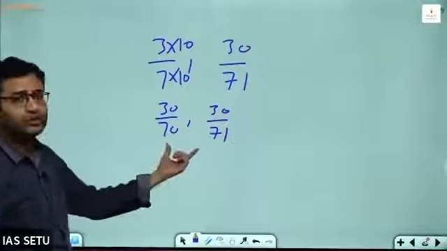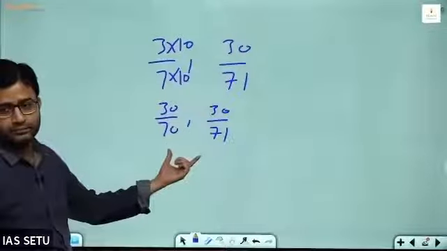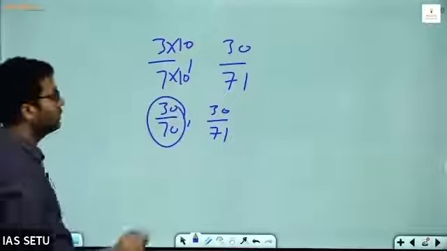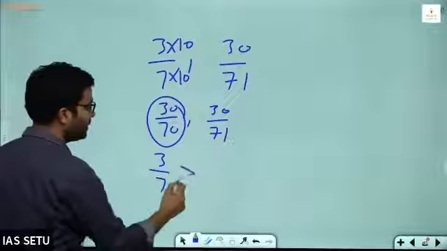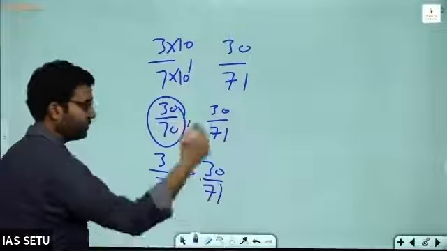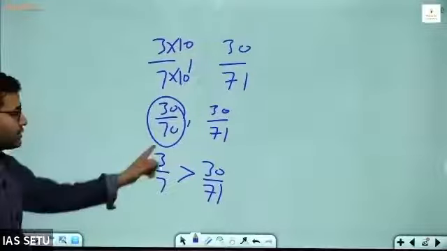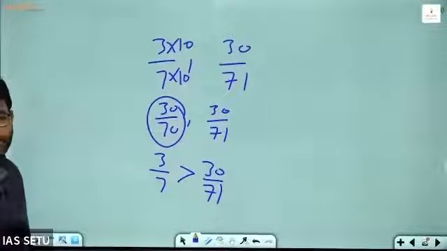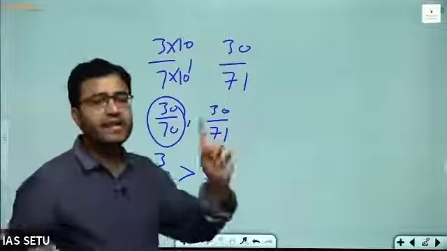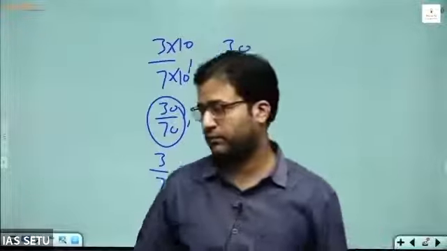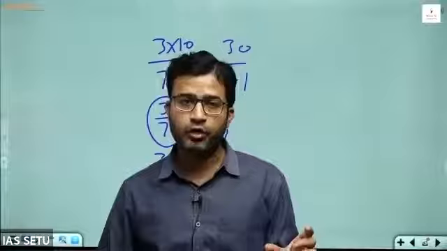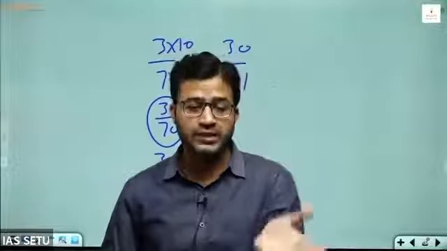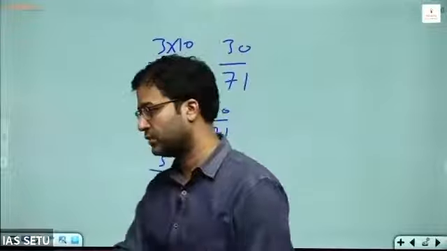Tell me out of these two, which one is larger? 30/70 is larger. So it means 3/7 is larger than 30/71. As denominator increase, fraction value decrease. उल्टा होता है यहाँ पे. Is this type 1 and type 2 clear to all of you? Type 1, denominator constant, numerator increase, fraction value increase. Type 2, numerator constant, as denominator value increase, fraction value decrease.